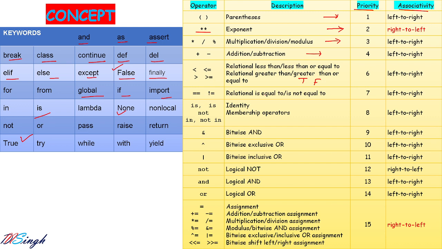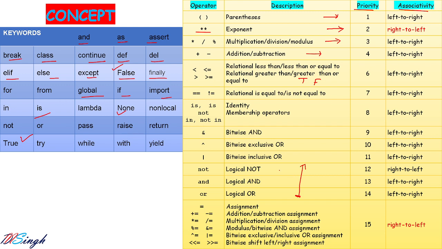Then the relational operators equal to and not equal to have less priority than less than, greater than, greater than or equal to, or less than or equal to. Then you have the identity operator and membership operator. The membership operators, in and not in, are very important; they tell you whether a particular element is a member of a sequence or not. Then bitwise and, or, and bitwise exclusive or. We are not going to see these three very frequently, but for logical operators we have to concentrate very much.